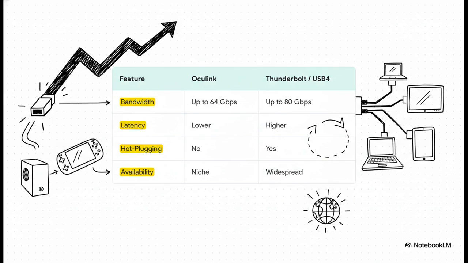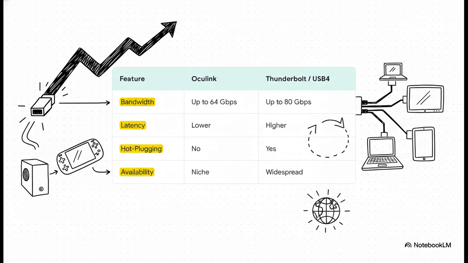Let's break down the specs. Oculink gives you that direct PCIe 4.0 connection, which means up to a whopping 64 gigabits per second. And crucially, lower latency because there's no extra protocol getting in the way. But then you have Thunderbolt. Sure, Thunderbolt 4 is a bit slower on paper, but it has huge quality of life wins, like hot plugging. You can connect and disconnect without a full reboot. Plus, it's basically everywhere. Oculink is a super niche port you're only going to find on very specific mini PCs or handhelds.